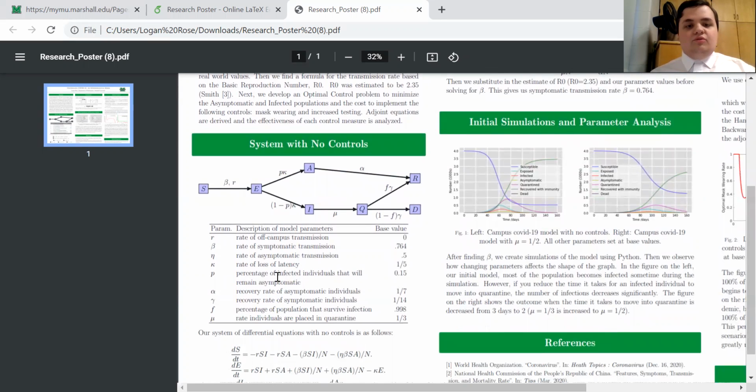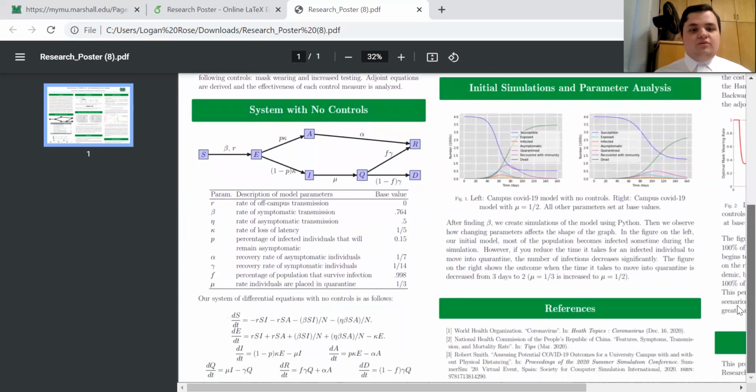So here are different parameters. We made several equations, which are shown below, which show the interaction between our different classes. So our parameters are R, the rate of off-campus transmission, which we have set to 0. And in the future, we're looking to try to calculate an accurate value for that. We just haven't had the time yet.